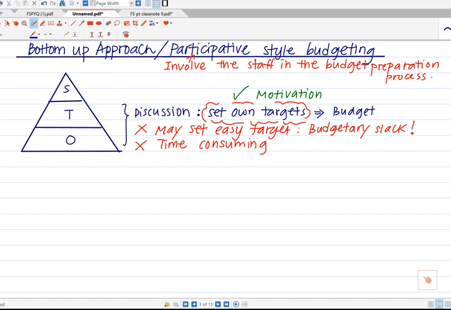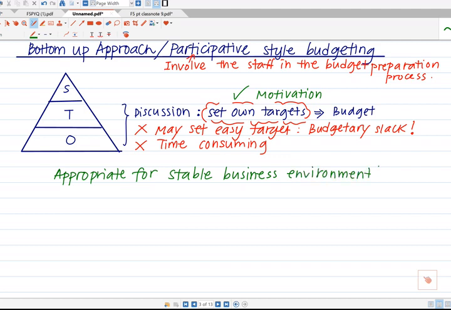So that's what we have for the participative. When would it be appropriate to use this? It's appropriate for a stable business environment to apply this type of budgeting. It is not suitable for those businesses with a dynamic business environment.